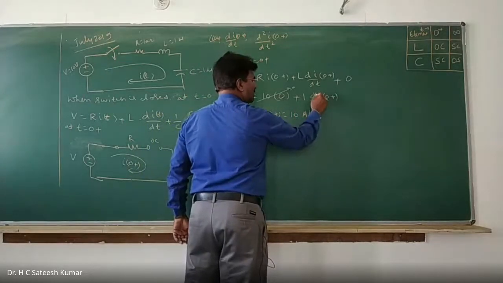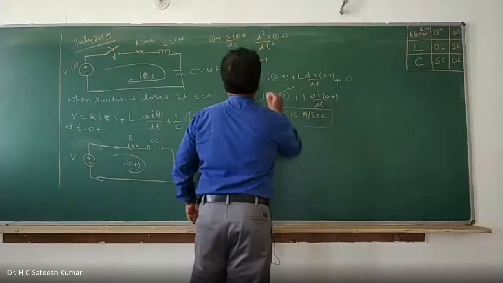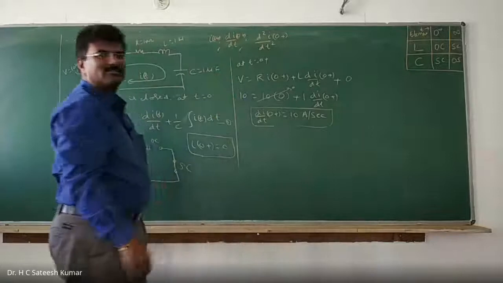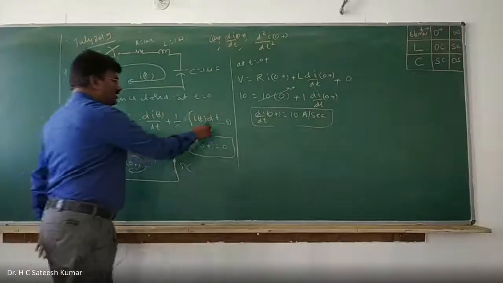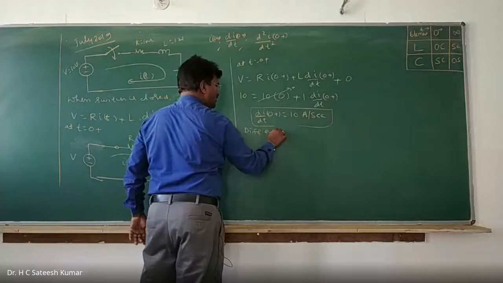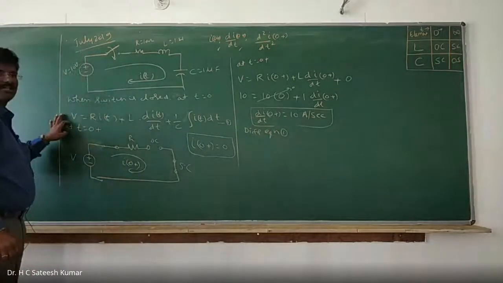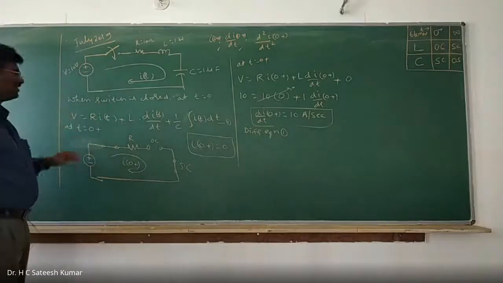I is amps, so t is seconds. Amperes per second. That's it. We got the second one. Third one is very simple. Differentiate the equation. Differentiating equation 1, what will you get? V is constant here. This is not time dependent. This is DC voltage. Therefore, constant.